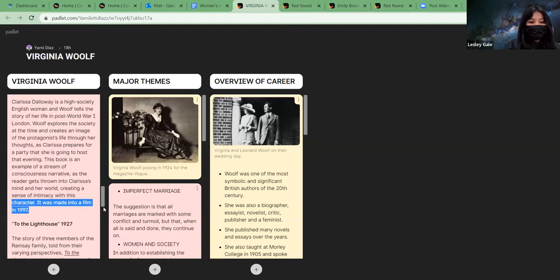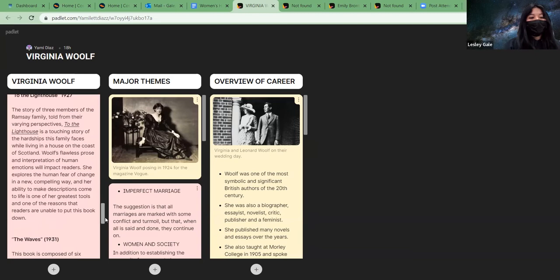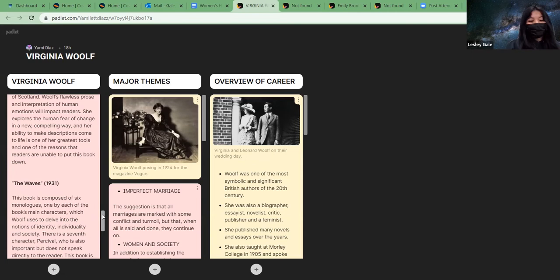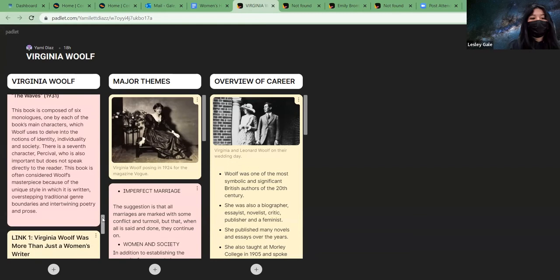Another one of her works was To the Lighthouse in 1927. Here she showed her flawless prose and interpretation of human emotions as she explores the human fear of change in a new and compelling way, and her ability to make descriptions come to life. The Waves in 1931 is composed of six monologues, one by each of the book's main characters, which Woolf used to delve into notions of identity, individuality, and society.